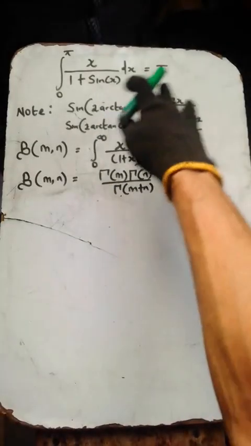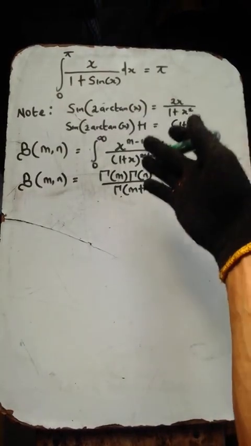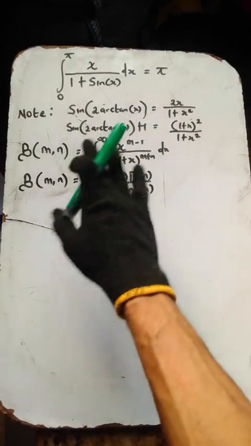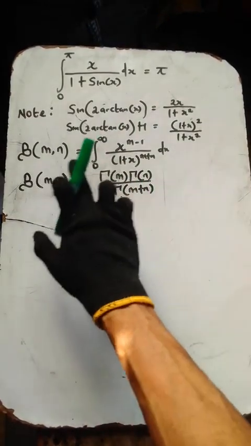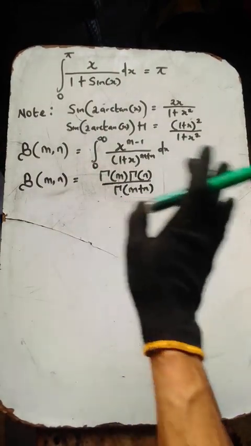Today we have to prove that the integral from 0 to pi of x all over 1 plus sine of x dx is equal to pi. So we need to take note of these identities here. This is the integral representation of the beta function, and this is the relationship between the beta function and the gamma function. These are going to really help us here.